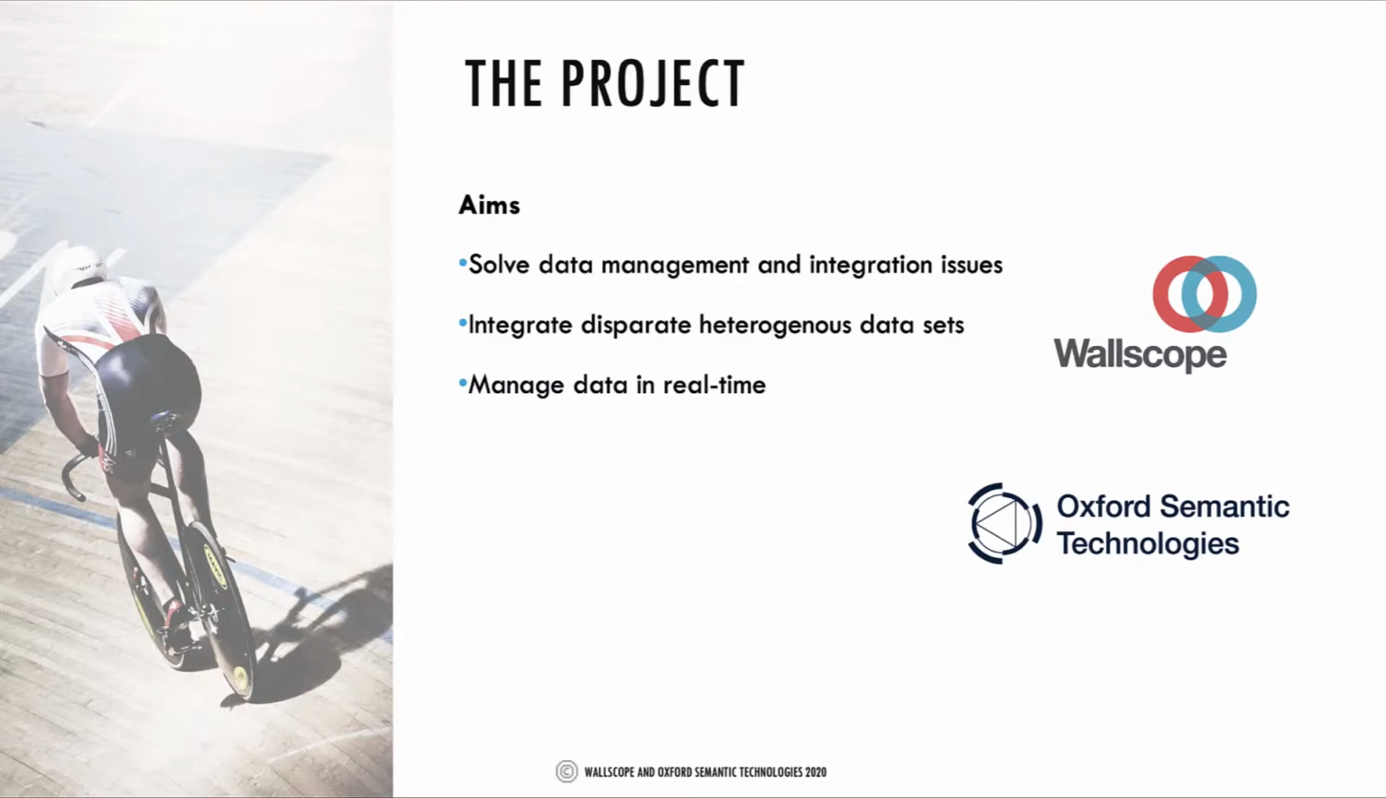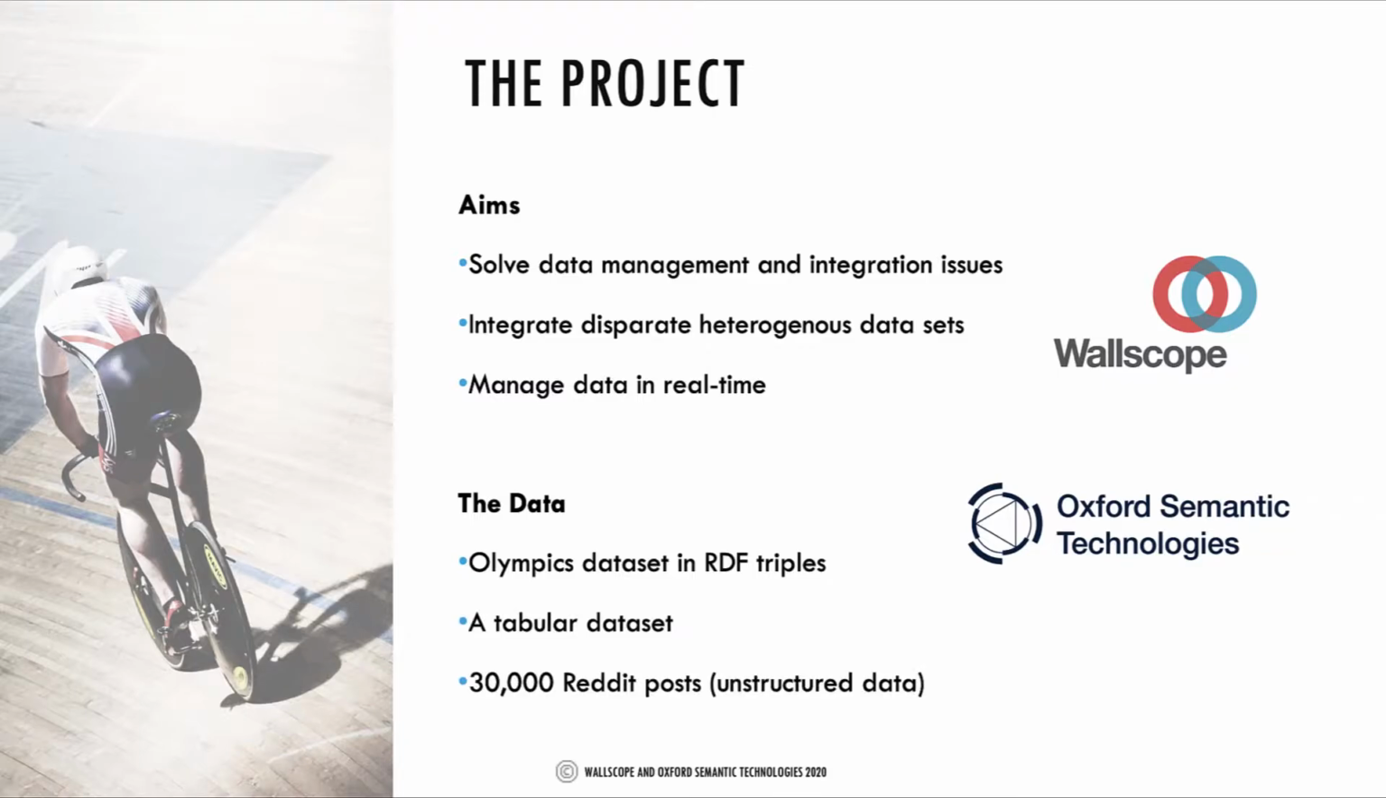For this demonstration, we have used 3 different data sources: an Olympics dataset in RDF triples, a tabular dataset, and unstructured data in the form of 30,000 Reddit posts. Incorporating unstructured data into modern-day applications is a challenge for many businesses. We believe that efficiently accessing and presenting this unified data in real time could help businesses across a wide range of industries.